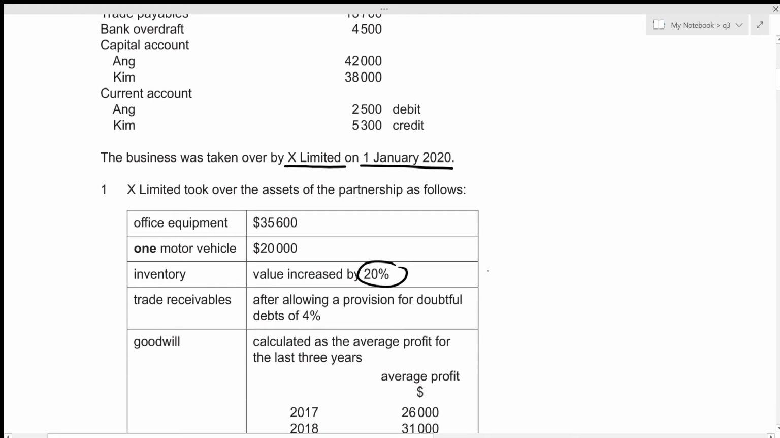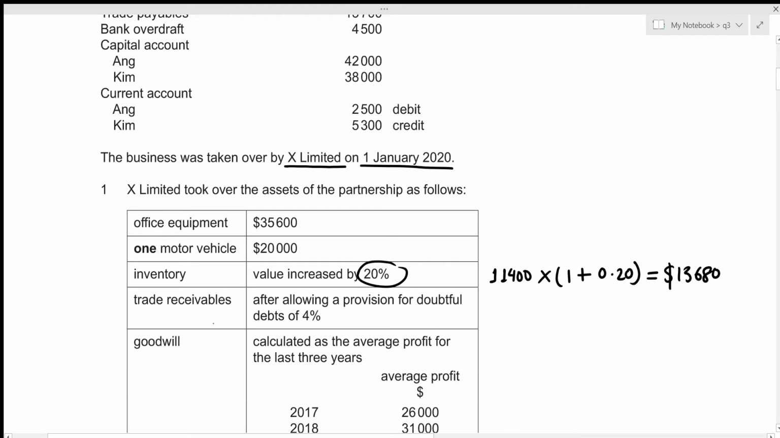Now we need to increase its value by 20%. Let's do that. So that's going to be our initial amount of 11,400, and we just need to increase it. So that's going to be 1 plus the increment rate of 20%, which we can write down as 0.20. So this gives the value of inventory taken over to be 11,400 times 1 plus 0.20, which is 13,680.